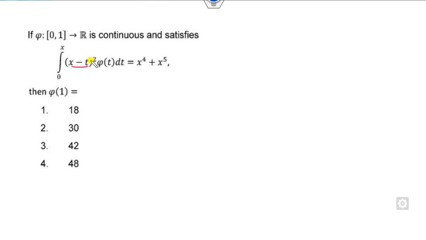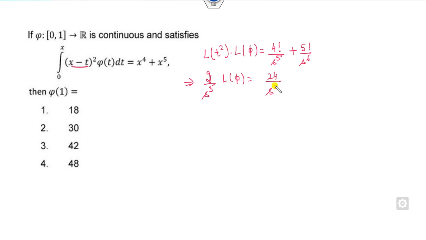Again, it's x minus t whole square. So again we can take the Laplace. It is the Laplace of t square and Laplace of t to the 5. What is the Laplace of this? 4 factorial over s raised to power 5, 5 factorial over s raised to power 6. So what is the t square? It's 2 over s cube. Laplace of t to the 5, it's 24 over s raised to power 5 and 120 over s raised to power 6.